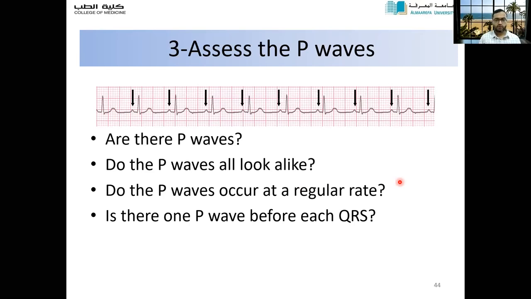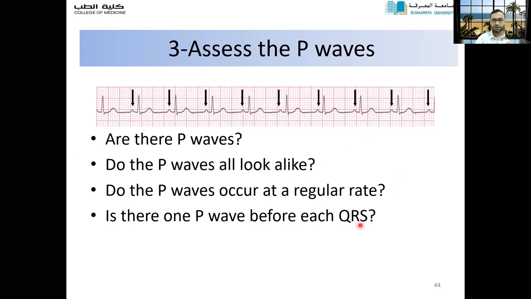One very important question related to arrhythmias: is there one P wave before each QRS complex? You have to make sure that before every QRS complex there is a P wave. So we can see here before the QRS there is a P, yes, there is a P here before QRS, there is a P here before QRS, and same here, here, here, and here.